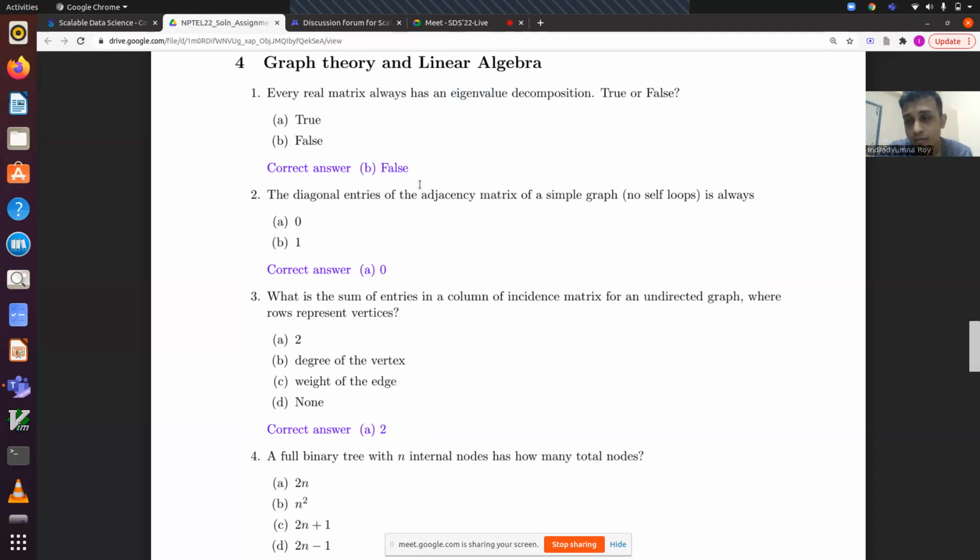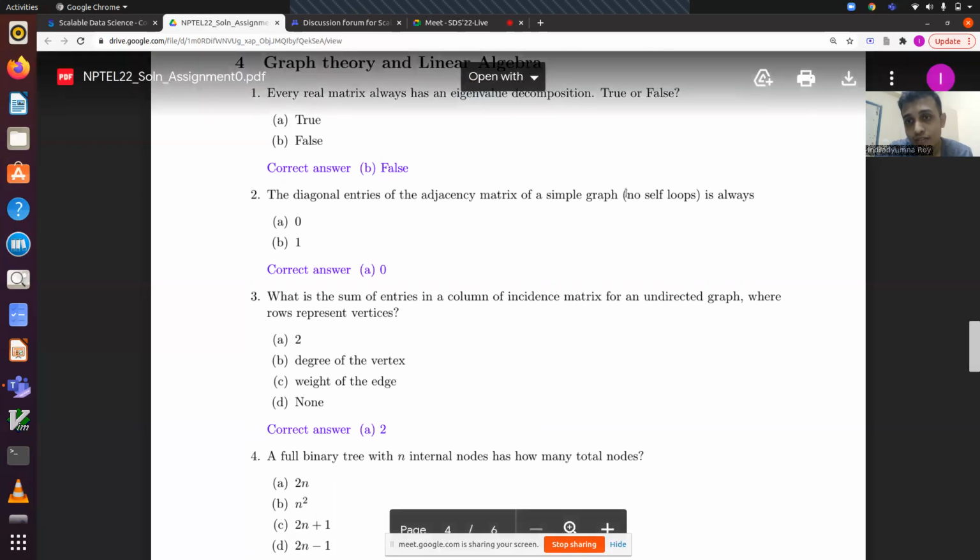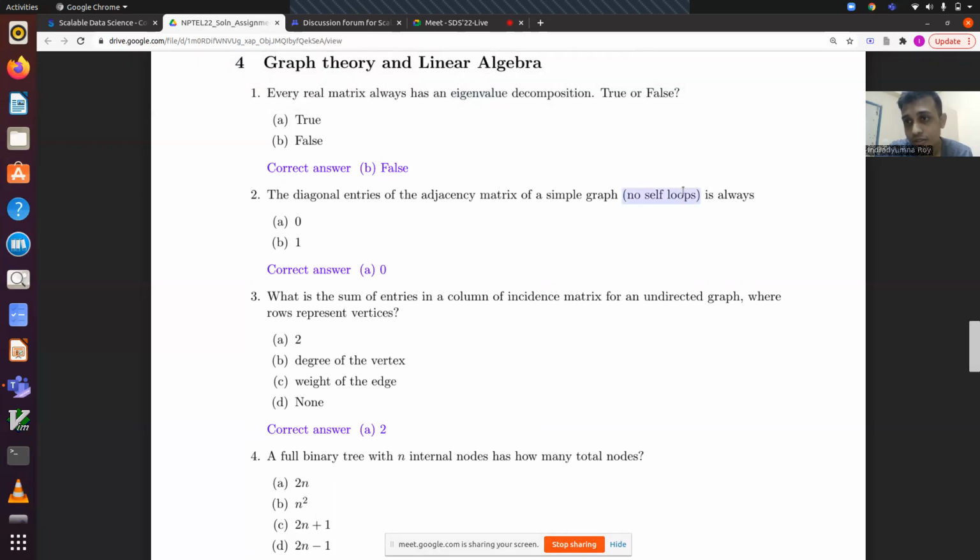So 0,0, 1,1, 2,2, these are the diagonal elements of any matrix. So what would that edge indicate? 0,0 means A to A. So self loop. No self loop, sir. It's said so no self loops is set. That means what that entry 0,0 should be?